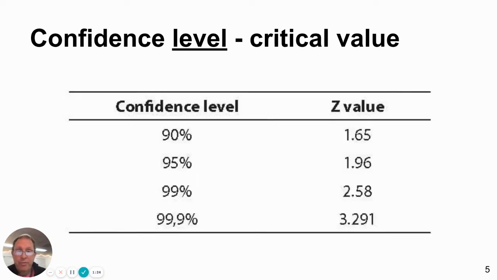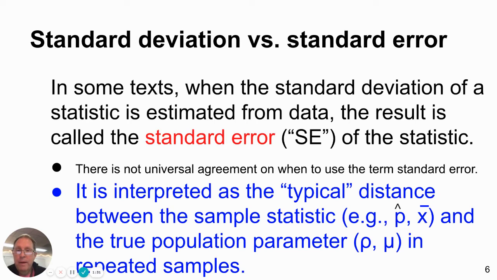Here are some more Z values with their corresponding confidence level. Now I want to talk about standard error. In some texts, when the standard deviation of a statistic is estimated from the data, the result is called the standard error, and it's abbreviated SE.